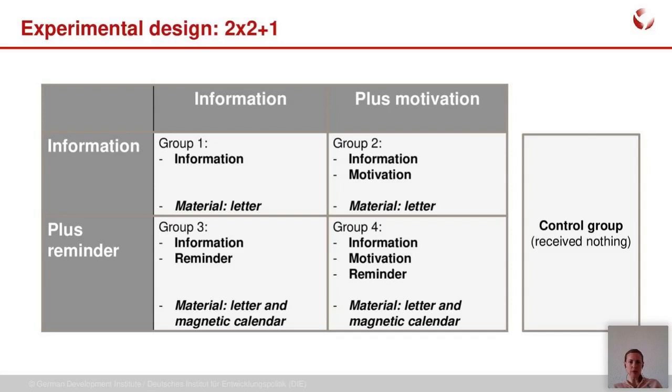This is our experimental design. It's a 2x2+1 design. Since we assumed that the knowledge of the day, the information about the Thursday being the day of recyclables collection would be the main barrier, we provided that information to all of the treatment groups. So all of the treatment groups received that information, plus a list that gave people the information which were the materials that needed to be separated. In a second group, we added the motivational aspect, and I'll go through the treatments in a bit more detail in a second. And in the third and fourth group, we added a reminder that it would be the Thursday where they had to put out their waste. And then, of course, the fifth group was the control group, which received no treatment at all.